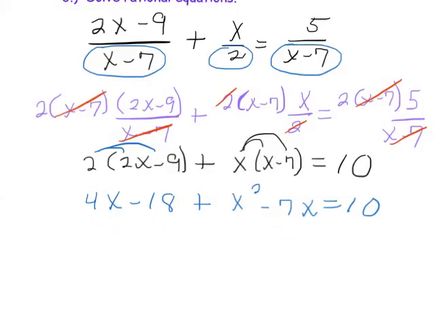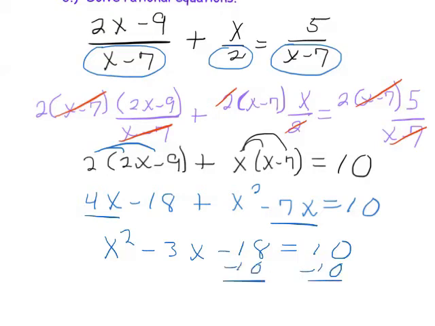All right, so let's go ahead and do that. So I have x to the second. We're going to add 4x minus 7x, which gives minus 3x, minus 18 equals 10. Now, what did we say had to happen? Well, if you said we had to set it equal to 0, you are correct. So I'm going to subtract 10 from both sides. And in doing so, that gives me x squared minus 3x minus 28 equals 0.